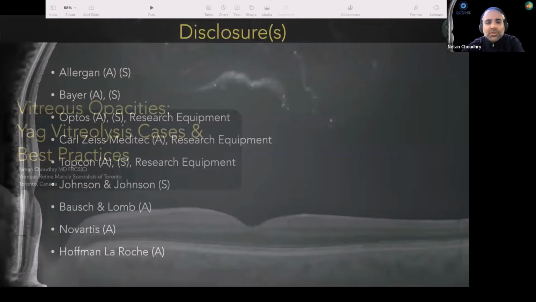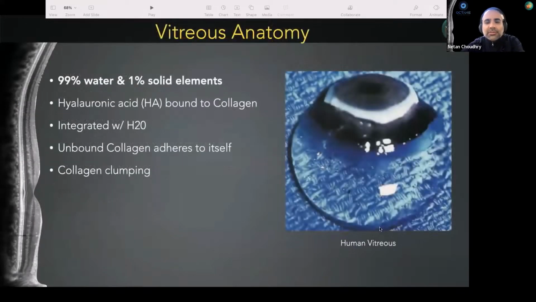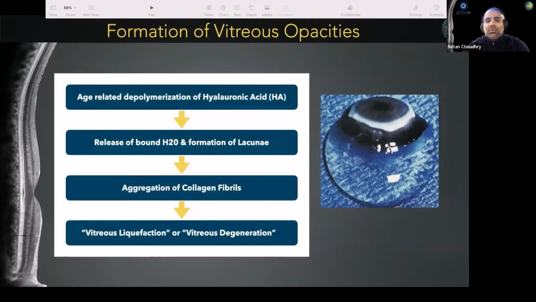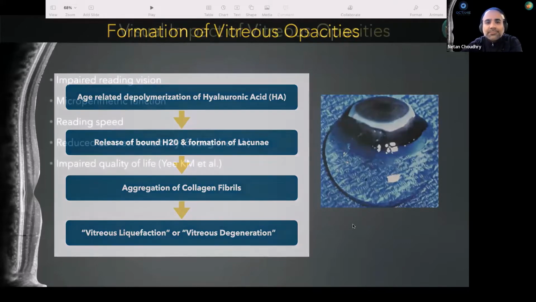These are measures. I'll be showing images from a variety of devices. I think at this point, all of us know the basic anatomy of the vitreous, primarily water and collagen bound together. Over time, this is something that I do explain to my patients in a lay way, just making sure they understand why this is happening. As they age, the collagen and hyaluronic acid, as well as the water, decouple from one another, causing aggregation of collagen fibrils, which we call liquefaction or vitreous degeneration.